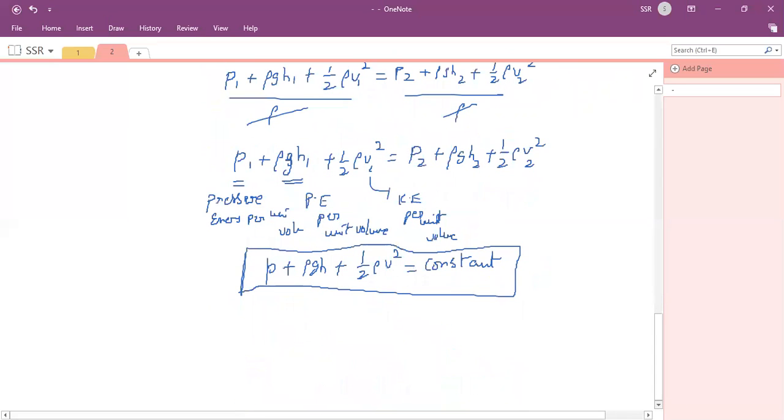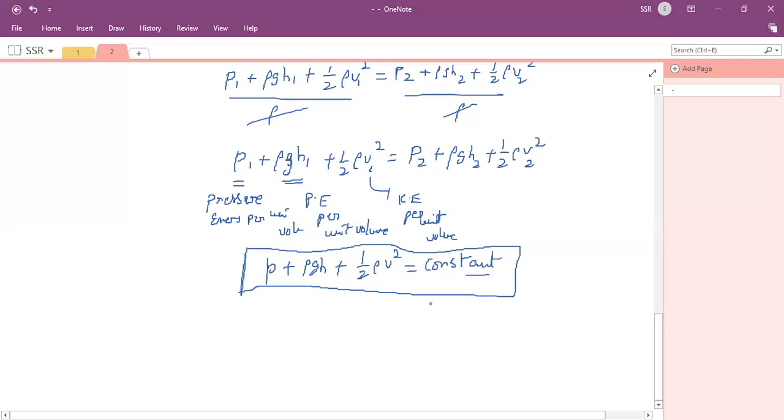Then we understood that at point 1, the initial point of the tubular flow, and at the final point, the sum of the pressure energy plus potential energy plus kinetic energy per unit volume of the fluid is equal. Then we can write in general: P plus rho g H plus half rho V square is equal to constant. Hence it is proved, Bernoulli's theorem.